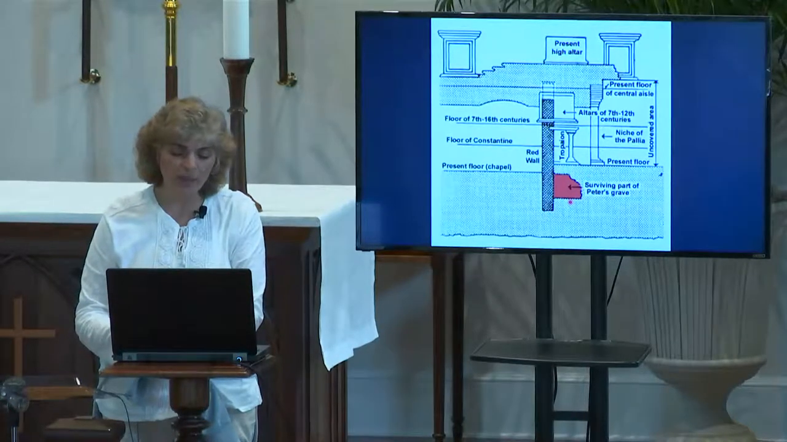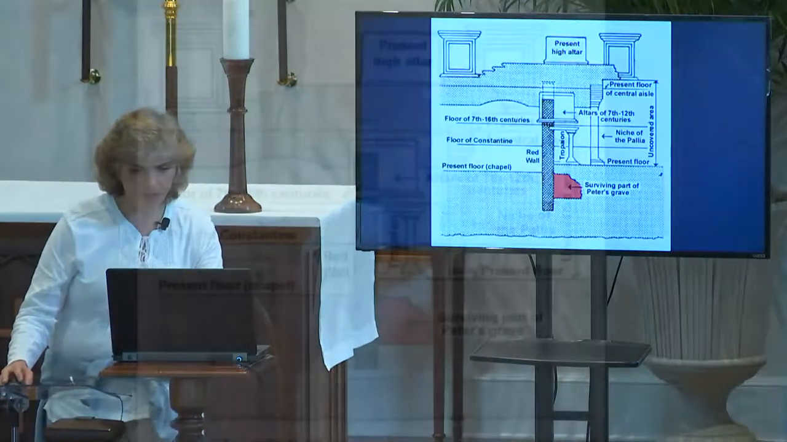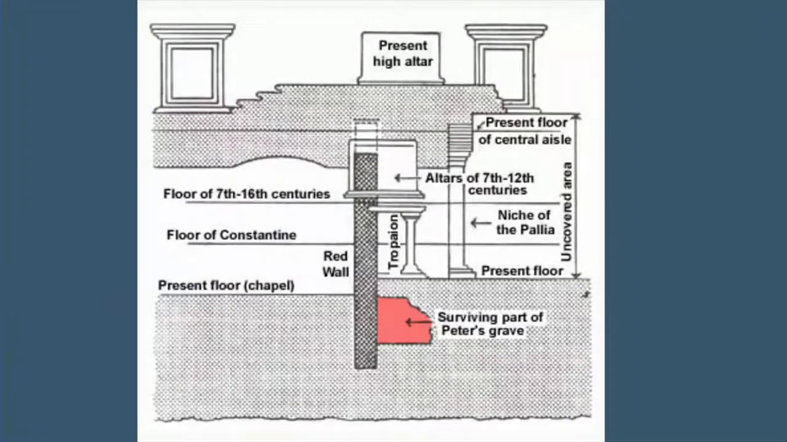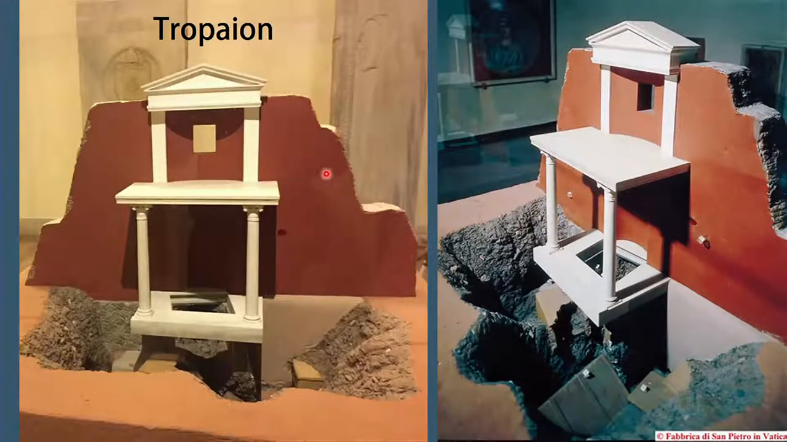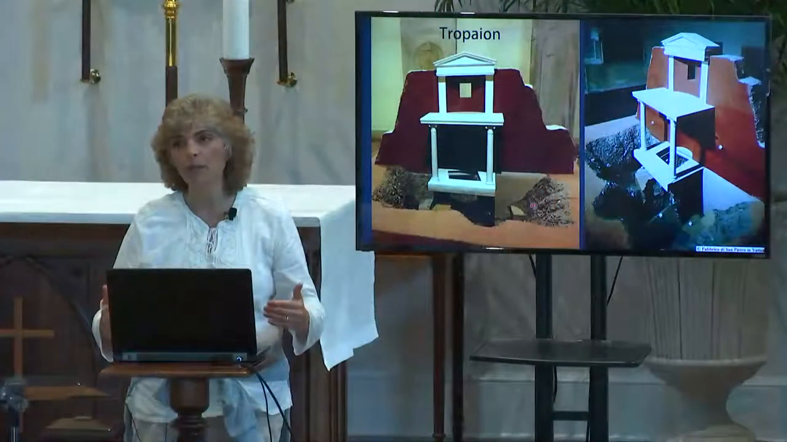But in addition to that, they found, let me go back to this slide here for a moment, on this red plaster wall, there was an inscription, graffiti. And that graffiti, even though it was damaged, was still legible. The graffiti indicated, "Peter is within." And that graffiti dates to the time of the construction of this monument here, so maybe 100 years or less after Peter was buried. That would have been a way for Christians to tell other generations of Christians where Peter's grave was.